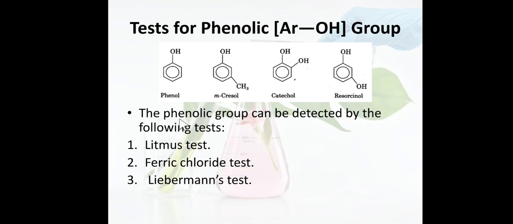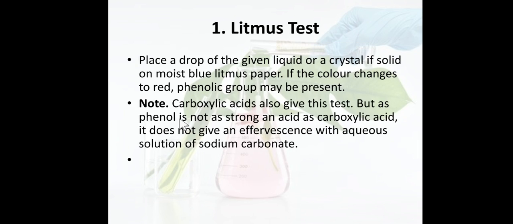First is a very simple one, the litmus test. As you know, phenols are weak acids. So if the blue litmus turns red, we can say that there is a presence of phenolic OH group. I will now explain all these 3 tests one by one. First is the litmus test, second is the FeCl3 test, and the third one is Lieberman's test. So as I discussed, the litmus test is very simple and common.